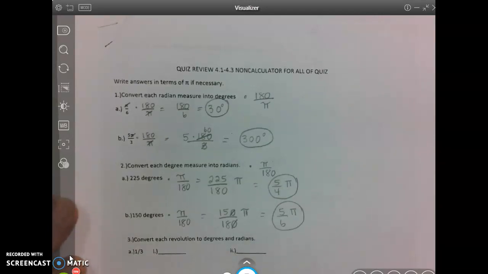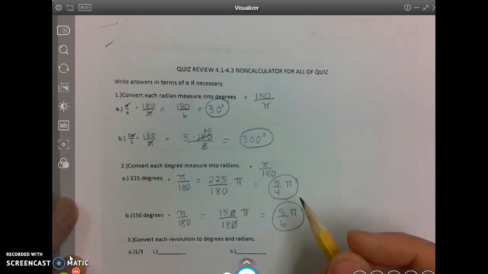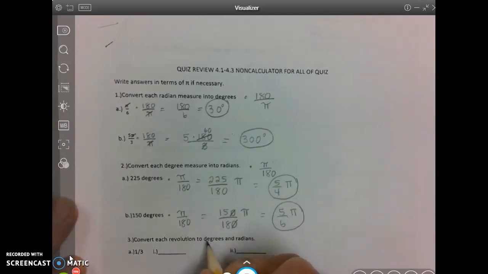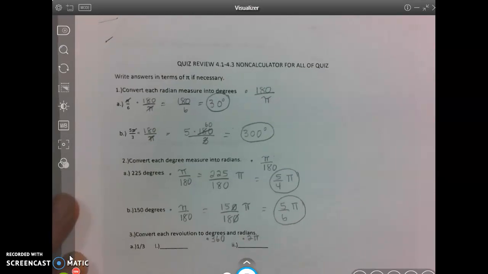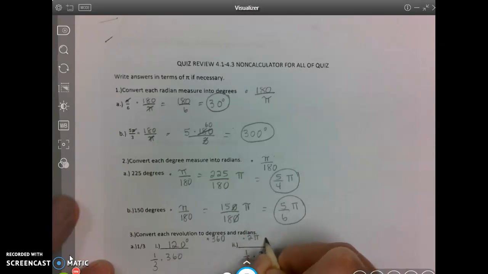Number 3 asks us to convert each revolution to degrees and radians. When you're converting revolutions to degrees, we multiply by 360. To radians, we're going to multiply by 2 pi, because 360 and 2 pi are the degree and radian equivalents of one another. So for degrees, it's 1/3 times 360, and I get 120 degrees. For radians, I get 1/3 times 2 pi, and I get 2 pi over 3.